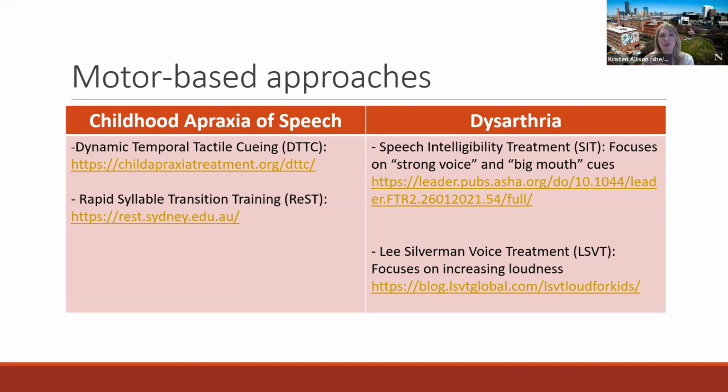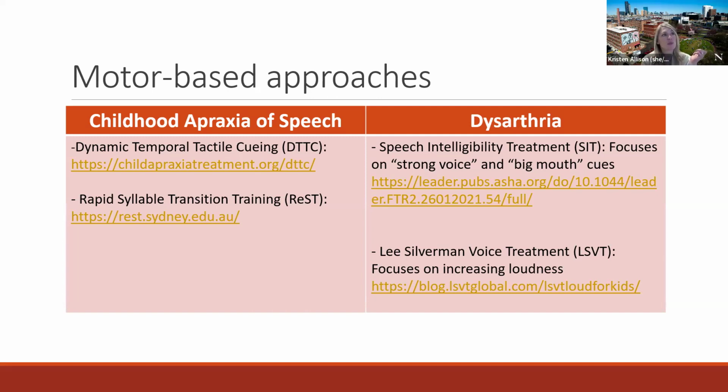And the REST approach focuses on smoothness of transitioning between syllables and accuracy. So it incorporates prosody, transitioning between syllables, and speech sound accuracy all together in that approach.